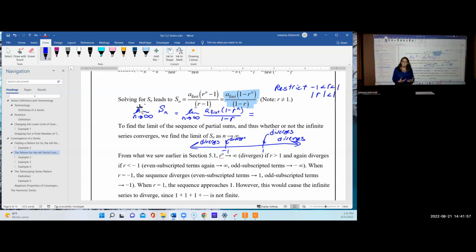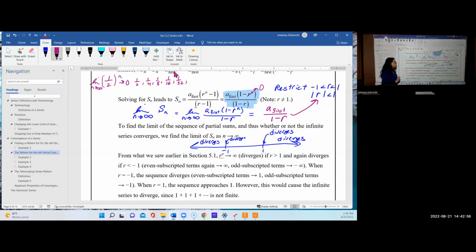Now, if I take a proper fraction and I raise it to a power like n, what happens to r to the n as n goes to infinity? Well, let's imagine what would happen if we took something like 1/2 to the n, and then took the limit as n goes to infinity. Now, what is that going to do? Well, we've got 1/2, then 1/4, then 1/8, then 1/16, 1/32. As long as it's a proper fraction, what is it approaching? Well, as n goes to infinity, it's approaching 0, which means that this part right here is going to go to 0. And this will leave us with the formula a first divided by 1 minus r, with the restriction that r be between -1 and 1.